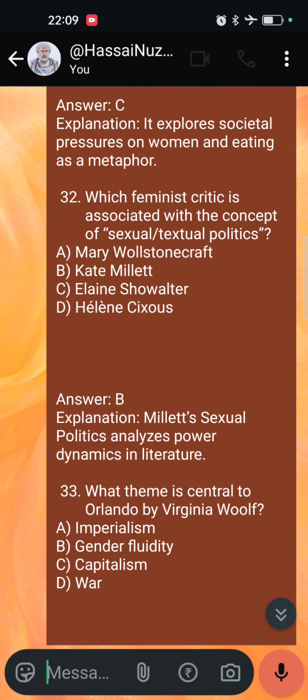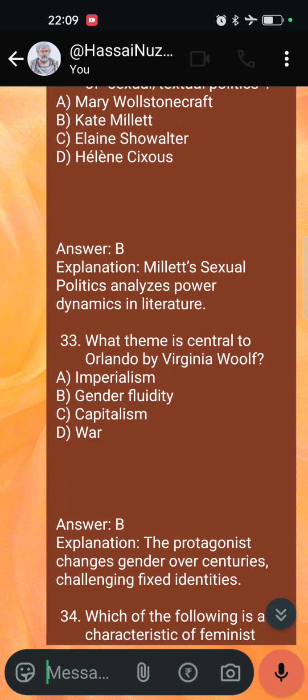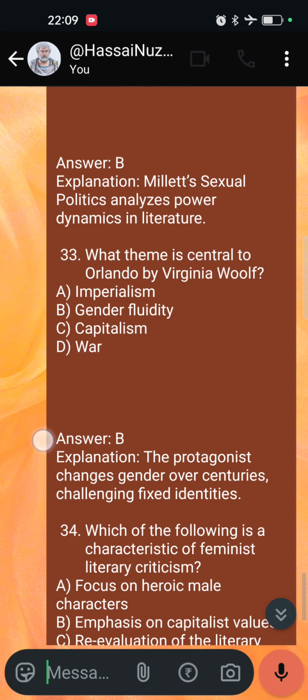33rd question. What theme is central to Orlando by Virginia Woolf? Answer is B. Gender fluidity. The protagonist changes gender over centuries, challenging fixed identities.